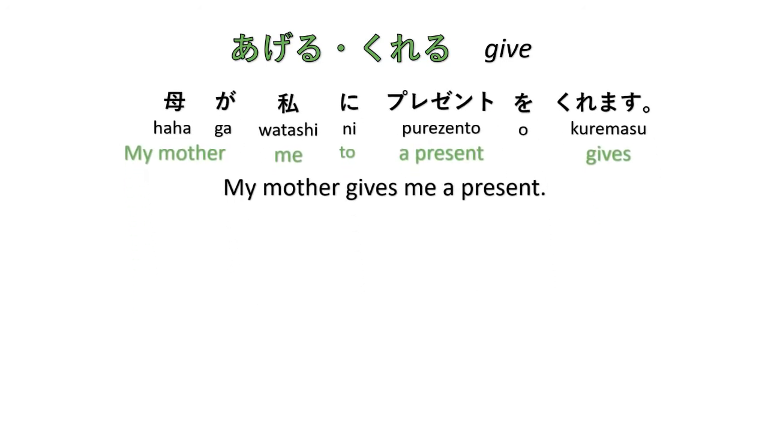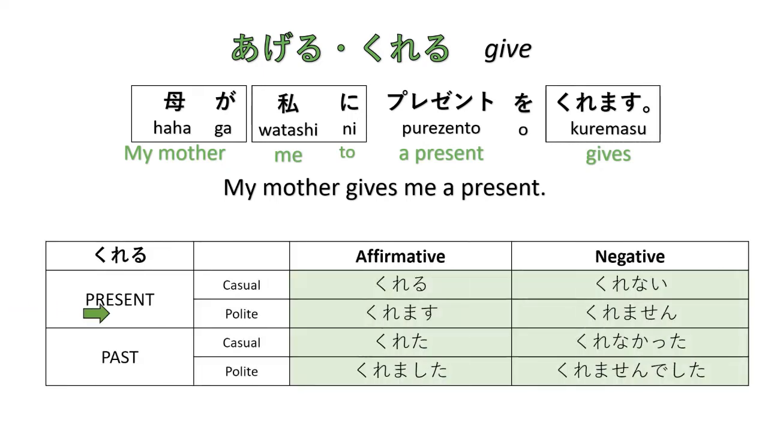In this sentence, the giver, the mother, is followed by the particle ga. The recipient, watashi, is followed by the particle ni. So watashi ni is to me. And then the direct object, presento. Haha ga watashi ni presento o kuremasu. This is the conjugation for the verb kureru: kureru, kuremasu, kureta, kuremashita, kurenai, kuremasen, kurenakatta, kuremasen deshita.